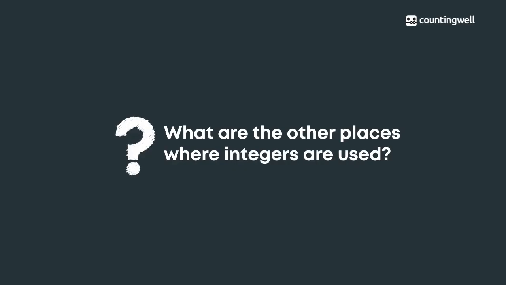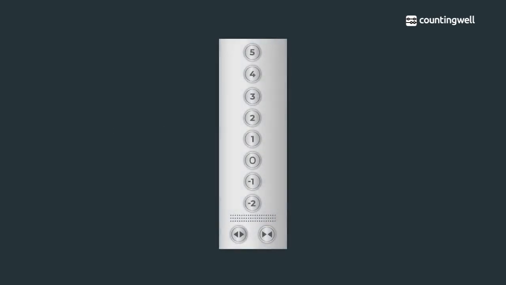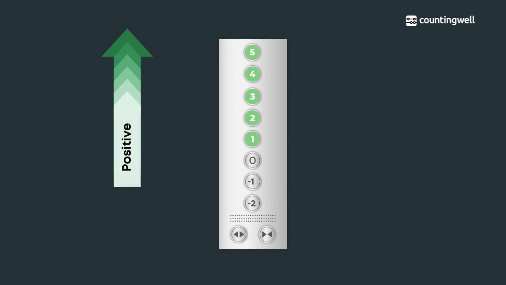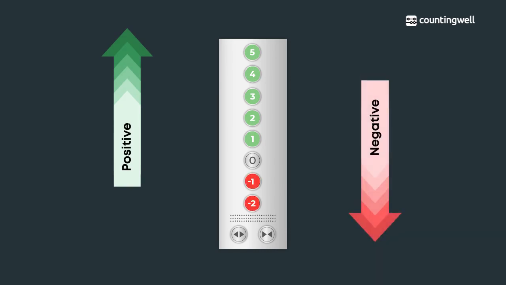What are the other places where integers are used? Have you seen that some floors are indicated as negative numbers in your elevator panel? While floors above the ground floor are represented by positive integers, the floors below the ground floor are represented by negative integers.